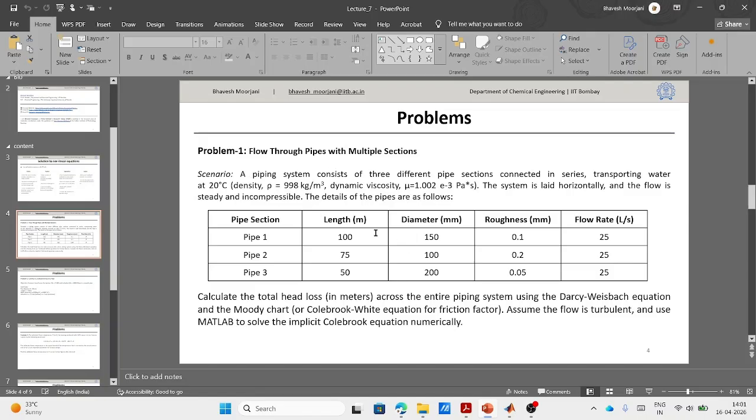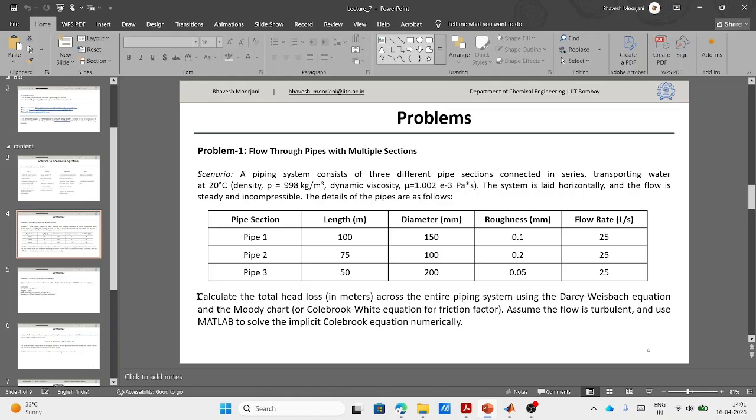What is the problem statement? You have a piping system which contains three different sections transporting water at 20 degrees centigrade. Water density and viscosity are given. The system is laid horizontally, the flow is steady and incompressible, and the three different pipe sections' information is given: their length, diameter, roughness, as well as the flow rate.